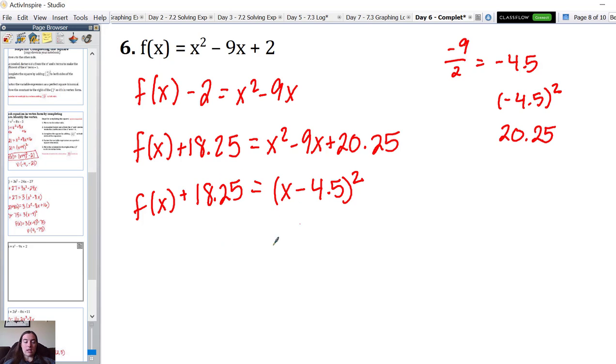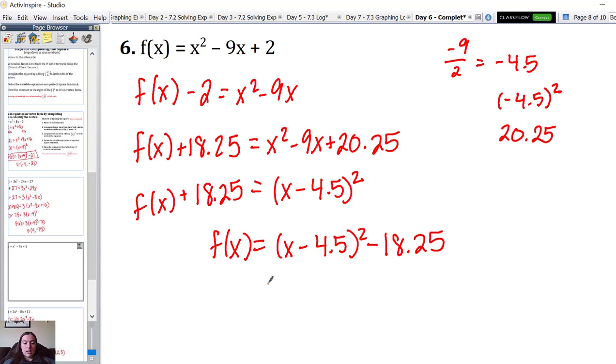Then we can subtract our 18.25 to get f of x all alone. So now we're left with x minus 4.5 squared minus 18.25. And from there we can figure out our vertex, switch the sign inside the parentheses, so we have positive 4.5, keep the sign on the outside, negative 18.25. Let's look at another one.